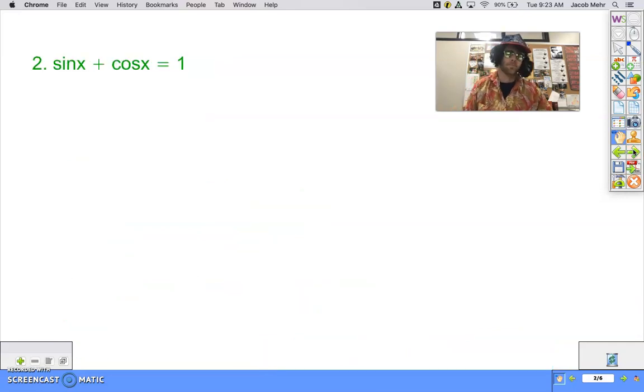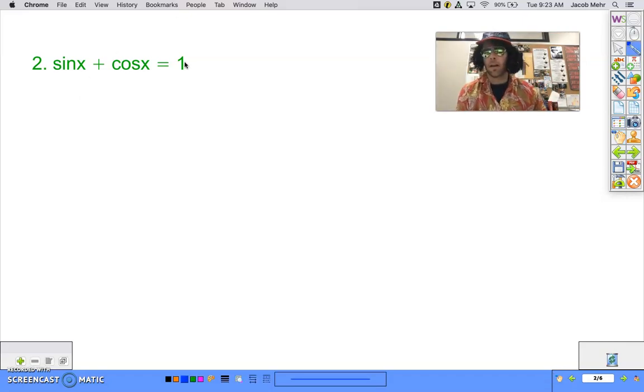Let's look at the next one. Sine of x plus the cosine of x equals 1. Where does that happen? Well, we said we like them equal to 0, and that still holds true. However, if I subtract 1 over here, I would have sine of x plus the cosine of x minus 1 equals 0. And is that something that I can factor? No, there's nothing I can factor out.